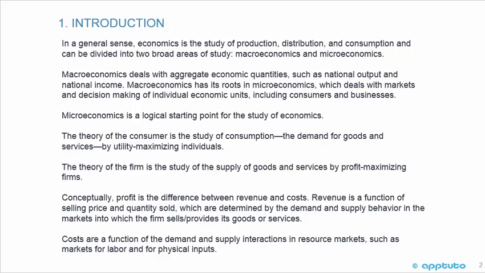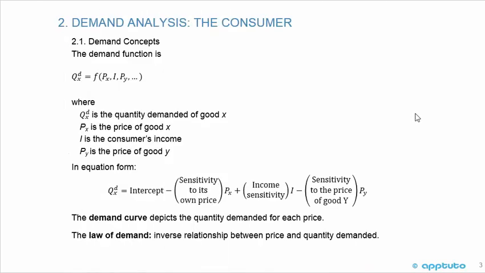The theory of the consumer is the study of consumption, the demand for goods and services, by utility maximizing individuals. The theory of the firm is the study of supply of goods and services by profit maximizing firms. Conceptually, profit is the difference between revenue and costs. Revenue is a function of the selling price and quantity sold, which are determined by the demand and supply behavior in the markets into which the firm sells or provides its goods and services. Costs are a function of the demand and supply interactions in resource markets, such as markets for labor and physical inputs.